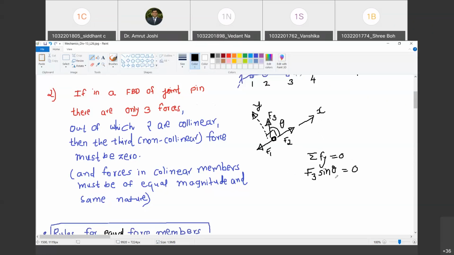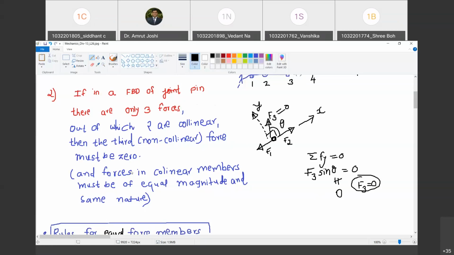So there are only two possibilities. One, theta must be equal to 0, which is not possible because then all the three forces will become collinear. Do you agree with me? Yes, sir. Theta equal to 0 or theta equal to 180 degrees makes all the three forces collinear. Then this rule is not applicable. So therefore theta cannot be 0. So the only option that we are left with is F3 must be equal to 0. Are you with me? Yes, sir. So I have proven the statement that I have given here.